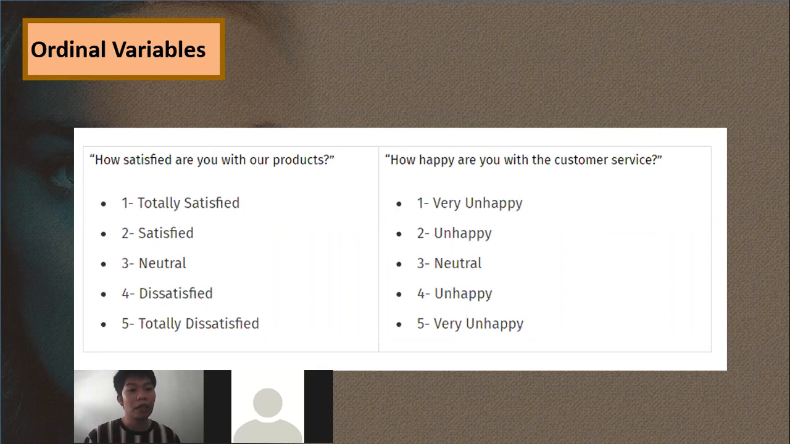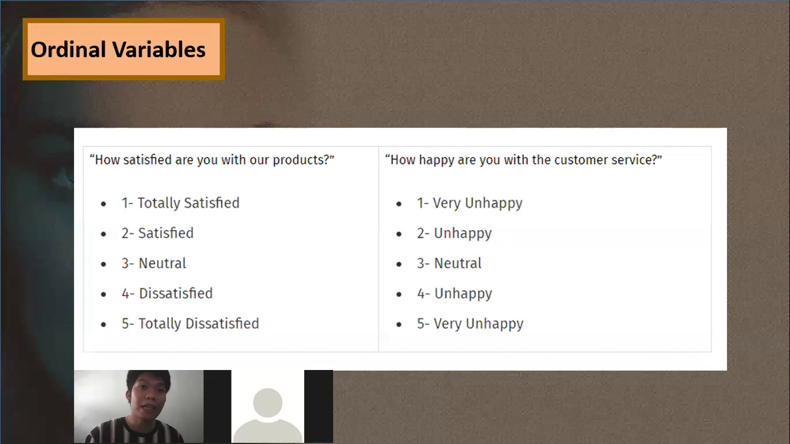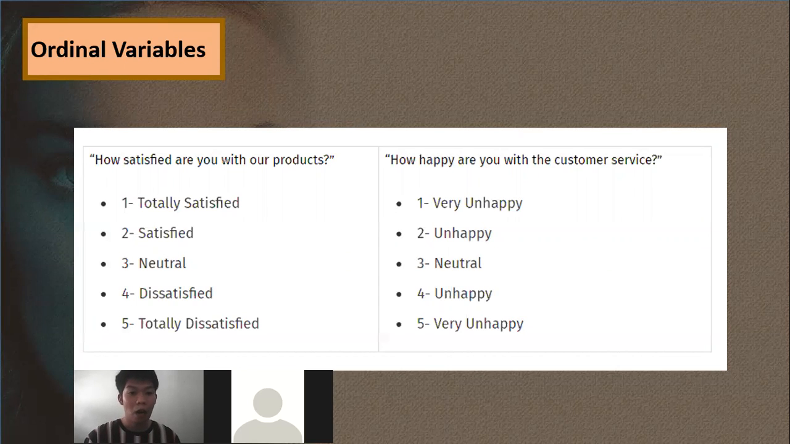So in ordinal variables, you're going to use Likert scale. So depende siya if 5-point Likert scale or 7-point Likert scale. When we say 5-point Likert scale, example is ito. You have 5 options. Ang 7-point Likert scale, you have 7 options, when you rate or when you scale a question or a statement.